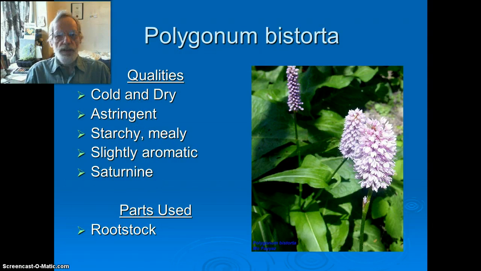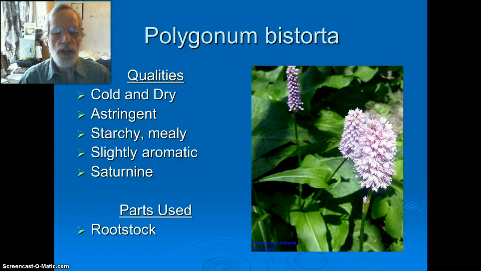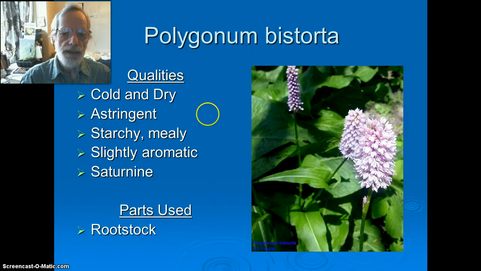Another astringent, a particular favourite of mine, Polygonum bistorta, partly because I seem to be able to grow it like anything, so I've got a front yard full of this stuff. And we use the rootstock. It's also cold and dry and astringent, but it has a kind of starchy, mealy quality as well, slightly aromatic.